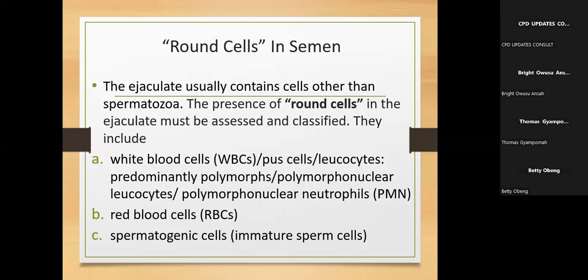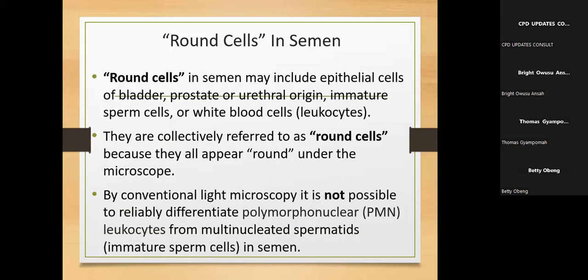semen. So you should be able to identify cells other than spermatozoa, and you should also understand the significance of it. Are they significant? Are they important? Should you report? Should you not report? And all of that. So this is what you're going to do. And why are they called round cells? Let me quickly go to the next slide and you appreciate.